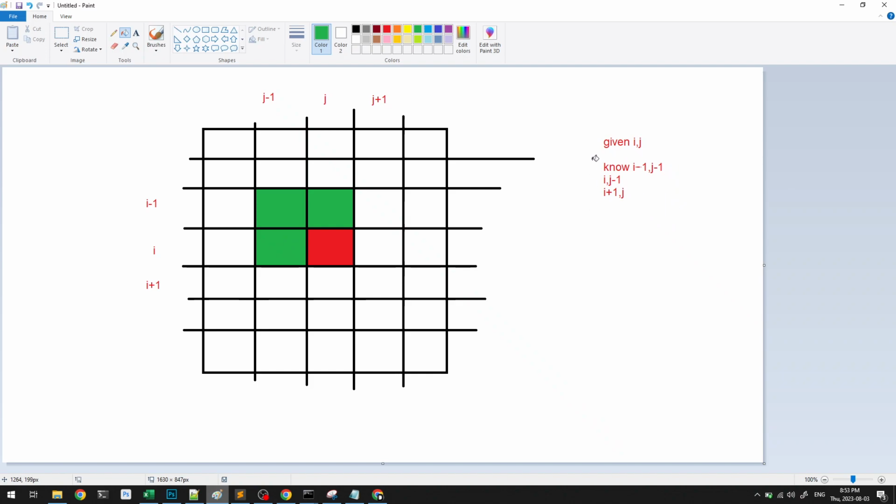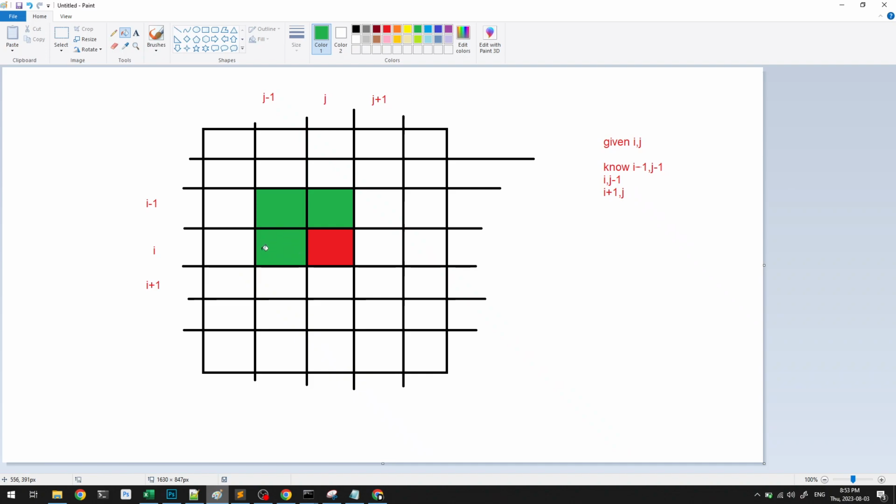Assuming that we know these values, it allows us to realize how we actually want to traverse through our grid. It's not always that we can just traverse line by line, row by row. Sometimes you have to traverse in reverse because of the dynamic programming type question. So in this case, I'm at this red square over here, and I need to know these three squares in advance. I need to know I minus 1, J minus 1. I need to know I minus 1, J. I need to know also I, J minus 1.